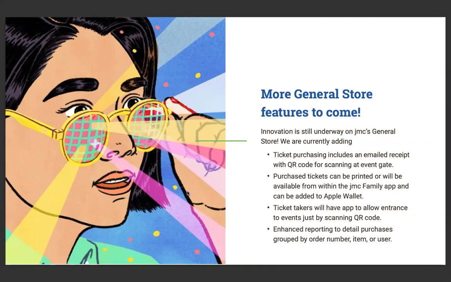Ticket takers will have an app to allow entrance to events just by scanning a QR code, and there will be enhanced reporting with detailed purchases grouped by order number, item, and user. Like we said, this is our first iteration. I think this is the iteration we'll have rolling out this fall, and then throughout next year, we'll look at adding these other items in as well.